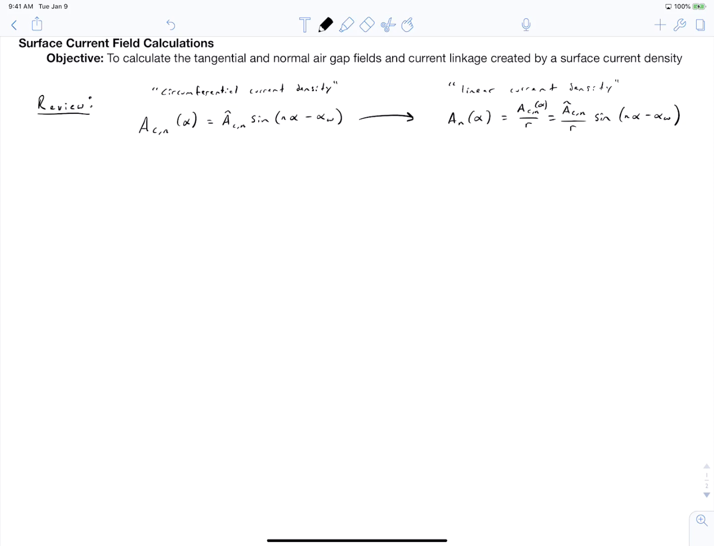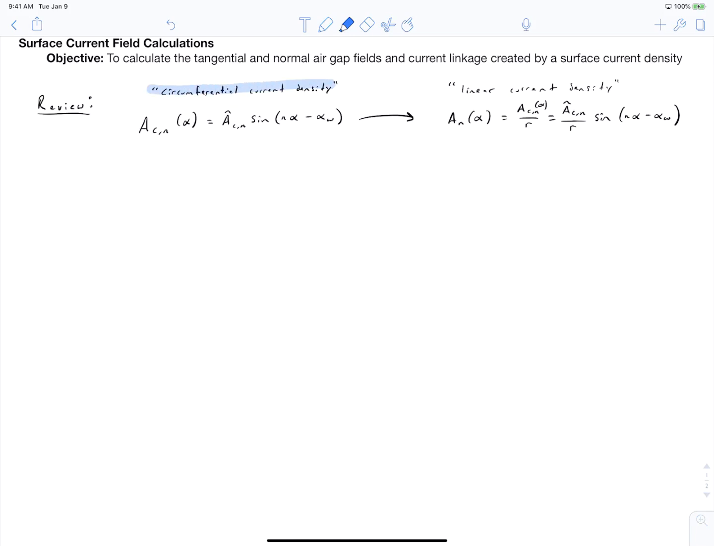The objective of this video is to calculate the tangential and normal air gap fields and current linkage that are created by a surface current density. And as a review, we've been talking about surface current densities on the inner bore of our stator. We've talked about this as two equivalent representations.